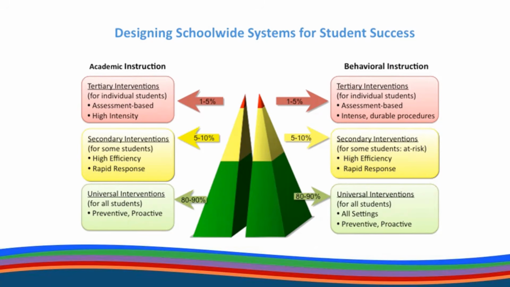MTSS models allow for screening all learners in order to identify and address academic, social, emotional, and behavioral needs, and provide opportunity for students to experience success with targeted supports across 3 tiers of increasing need.